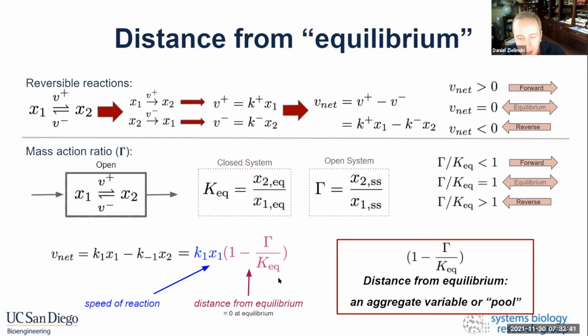from equilibrium. So when a reaction is at equilibrium, our gamma is equal to the Keq, right? Because our steady state concentration is equal to the equilibrium concentration. And so this term becomes 1, and you have 1 minus 1, and our net flux goes to 0, which is our intuitive interpretation of what equilibrium means. So our forward and reverse flux are equal, and we get no net flux.